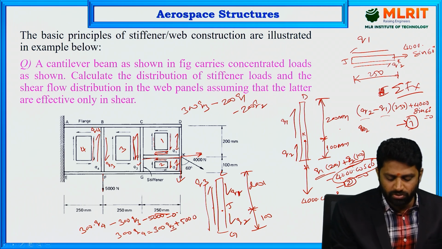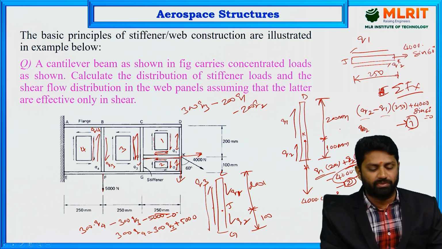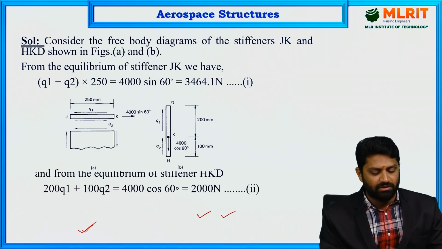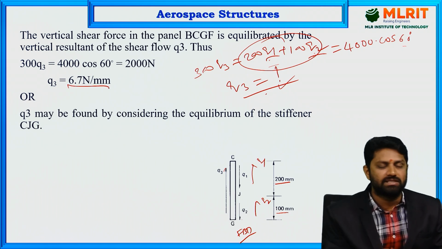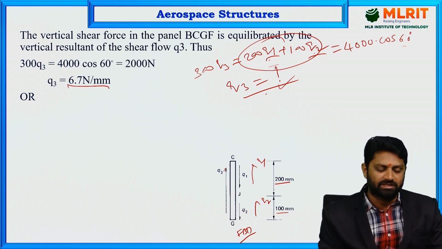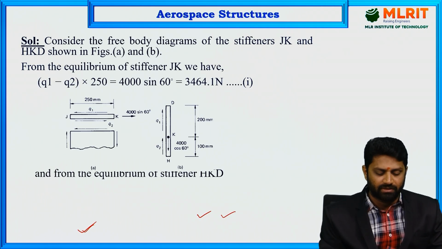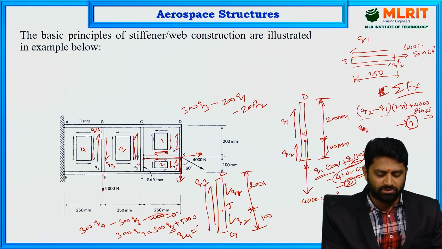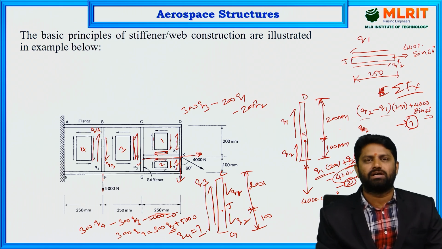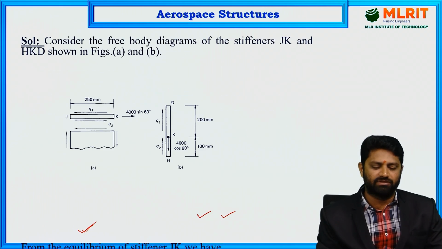Q3 we already got from the previous analysis, and there we got Q3 as 6.7 Newton per mm. So you can substitute that in this equation for Q3 as 6.7, and you can easily get what Q4 is. So this is how the shear flows in all the panels will be calculated.